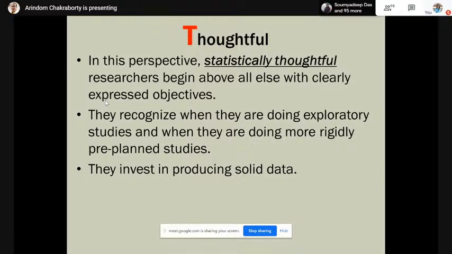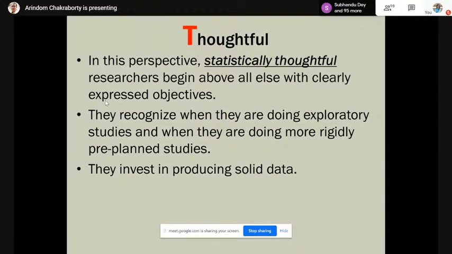They invest in producing solid data. So that is very important. Sometimes what happens is that we perform the experiment, but in data collection or the storing of data we make some serious mistakes, sometimes unknowingly, sometimes knowingly. So the validity or reliability of the data should be there, and it should be something which can be reproduced if someone wants to do the experiment again and again.